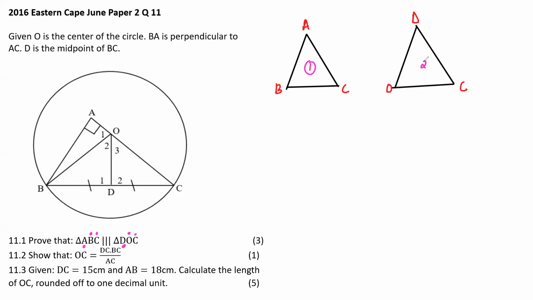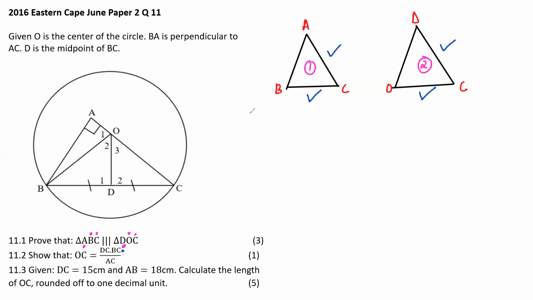Triangle 1, triangle 2, what am I looking for? I'm looking to show that OC is DC dot BC over AC, for 1 mark. So there's OC. Now OC is in triangle number 2, and it goes with BC. I see that they've got BC. They also have DC. DC goes with AC. Let's start with triangle number 2.